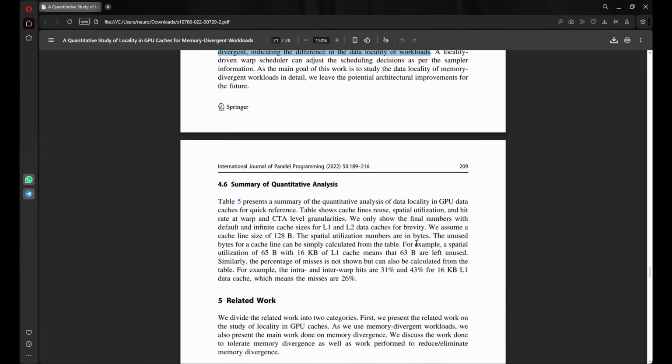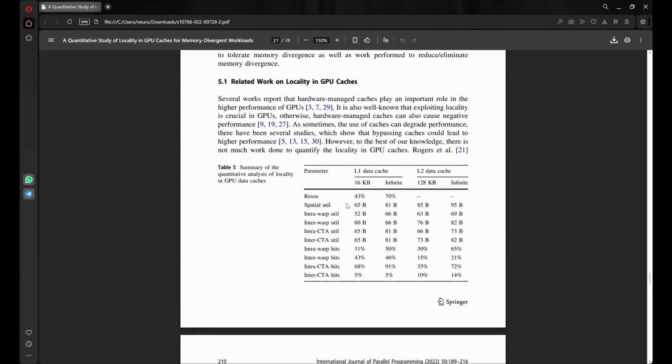So this pretty much just summarizes it. It shows you a table down here that summarizes all of the different metrics that they look at. So they initially looked at reuse for the L1 cache. It shows you the difference between the limited cache size and the infinite cache size, and what jumps or differences we see in these different metrics if granted more cache size.